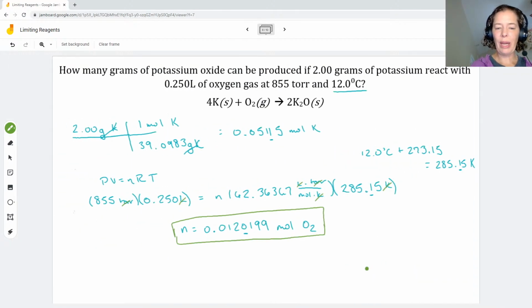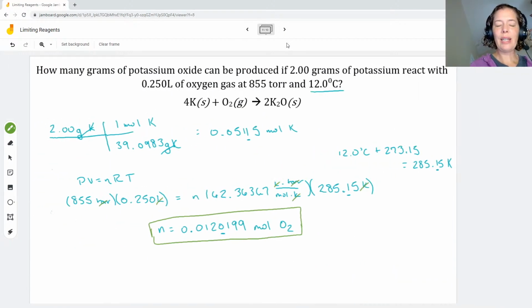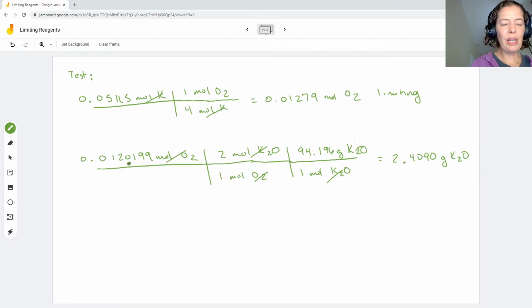Oh, so I need to go back. I was supposed to round at that 0, so let me give myself my little mark here. So I have 3 sig figs here, infinite in my stoichiometric ratio, and 1, 2, 3, 4, 5 in my molar mass. So I'm rounding to 3 sig figs. I am rounding to right there. So my final answer is 2.41 grams of potassium oxide.